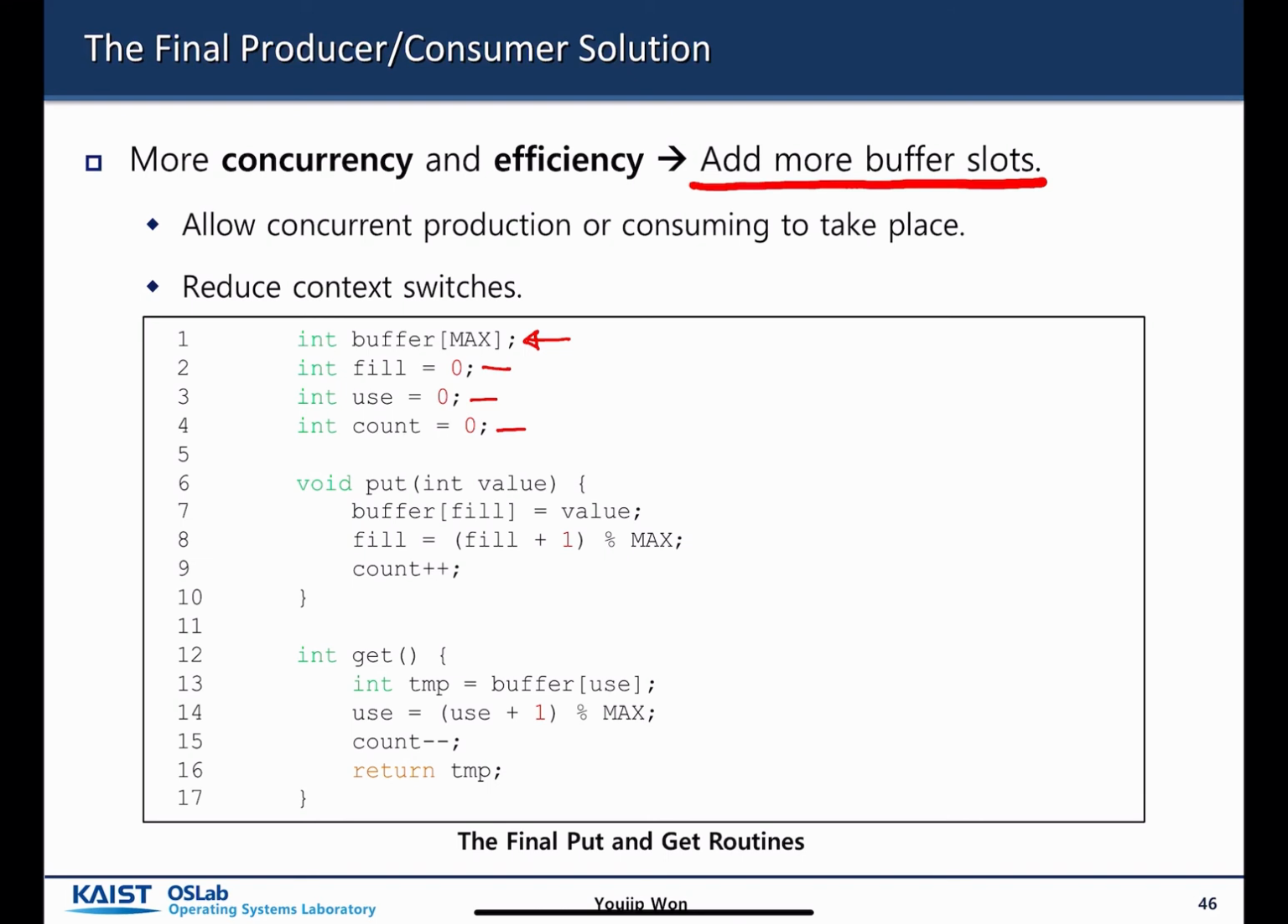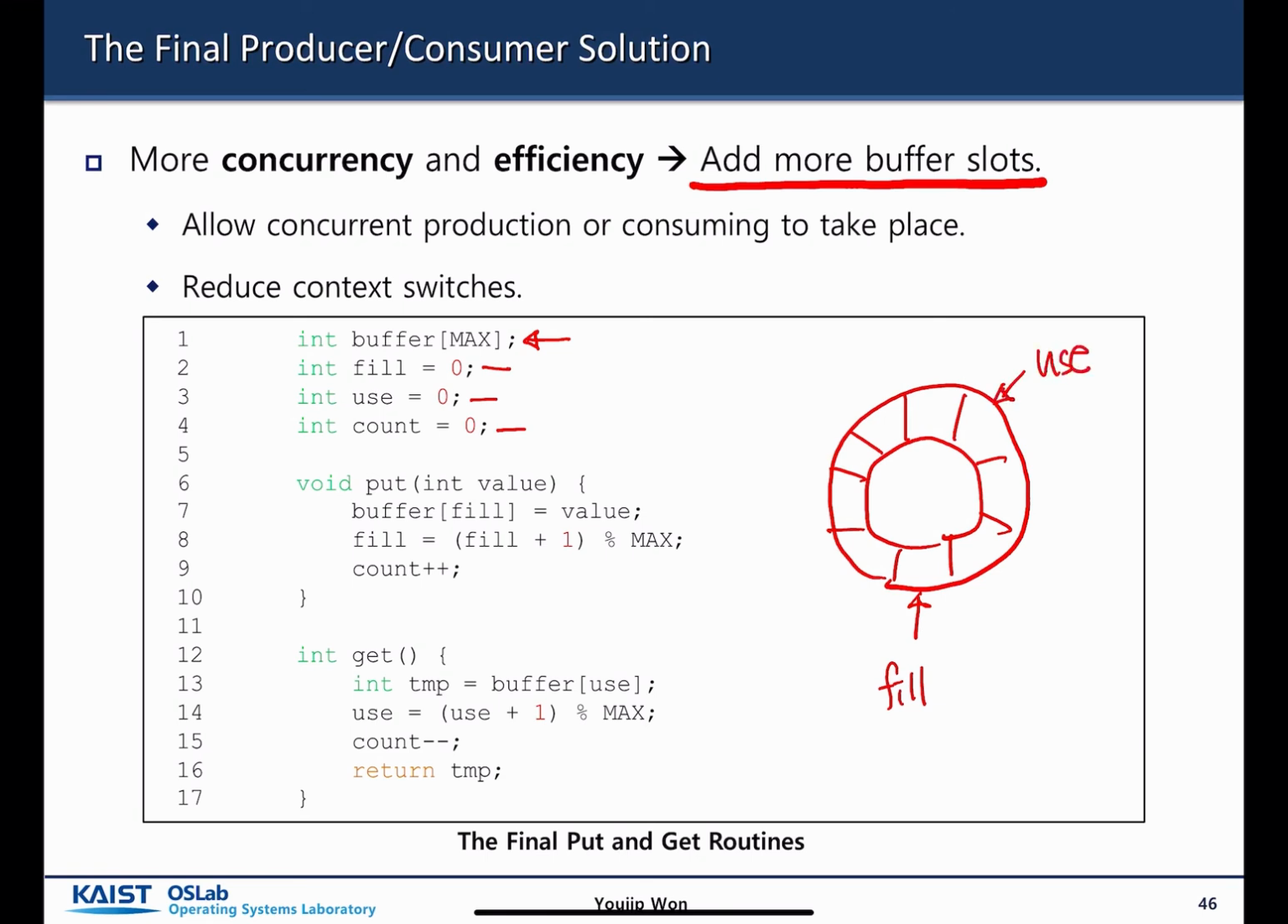Okay, so this is a circular buffer, as you might already be familiar with. And there is a fill pointer that points to the slot where you need to put a value, and also there is another pointer that points to the slot where you can read the data block from. So there is a fill pointer and a use pointer. And then the put function places the value in the fill slot, advances the pointer by 1, and increases the counter.